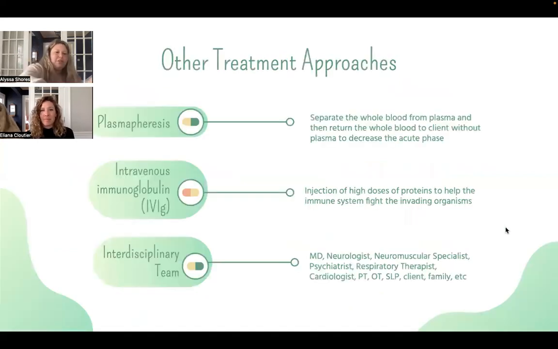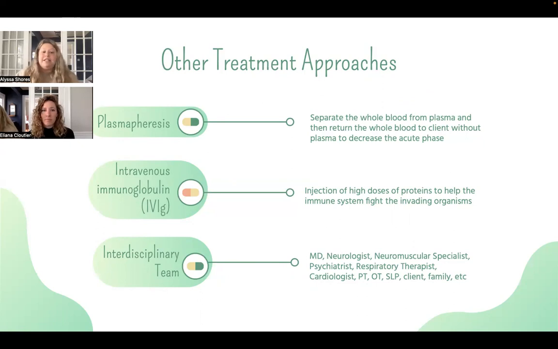And then we'd also like to mention some of the other treatment approaches that wouldn't be from OT. Plasmapheresis is kind of similar to dialysis, where you're taking blood from your body and filtering it, separating the blood cells from the plasma and returning them to the client with a plasma replacement. And this actually helps to decrease the acute phase because they're no longer having as much of the autoimmune effects.